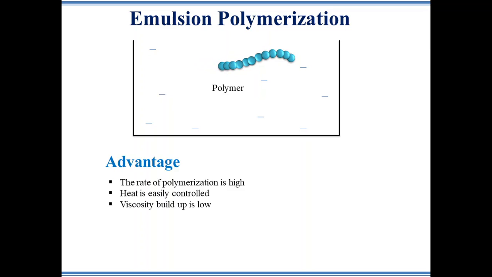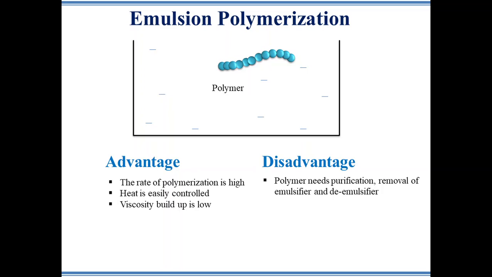The advantage of this method is the rate of polymerization is very high, which leads to high molecular weight polymers. The continuous phase water is an excellent conductor of heat, so heat is easily controlled. Polymerization proceeds in micelles, so viscosity of the system remains almost the same. The disadvantage is the polymer needs purification, removal of emulsifier and de-emulsifier. Monomers such as vinyl chloride, butadiene, chloroprene, vinyl acetate, and acrylates are polymerized by this technique, which gives water-based paints, adhesive and coating materials.